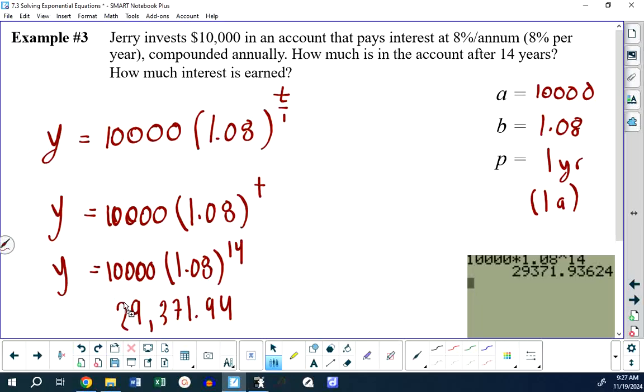$19,371.94. If I have 10,000 and then at some point later in time I have that much, the interest is the difference. So the interest, not an interest rate, the interest is $19,371.94. By the way, you cannot get interest rates of 8% annually on most investments.